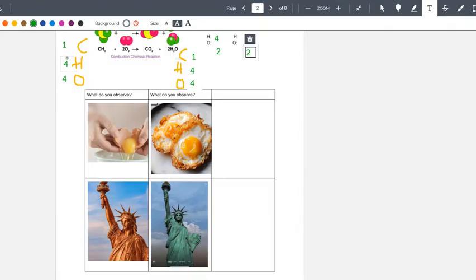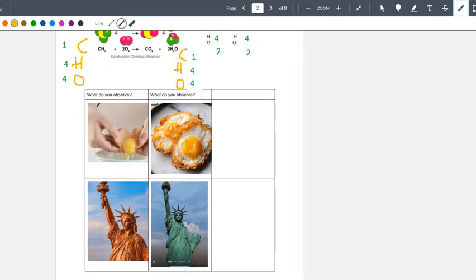Well, this is video part two. We are now going to go over chemical reactions versus physical changes. Right here, this is a broken egg. This is a fried egg.